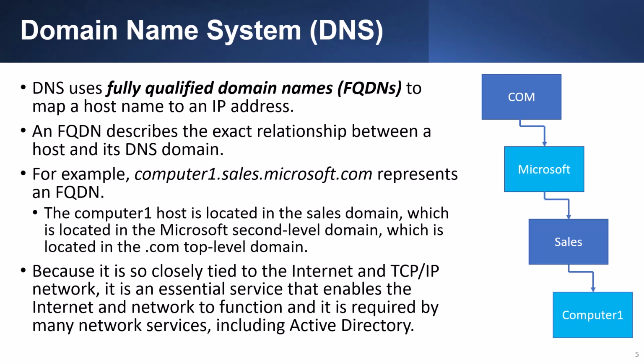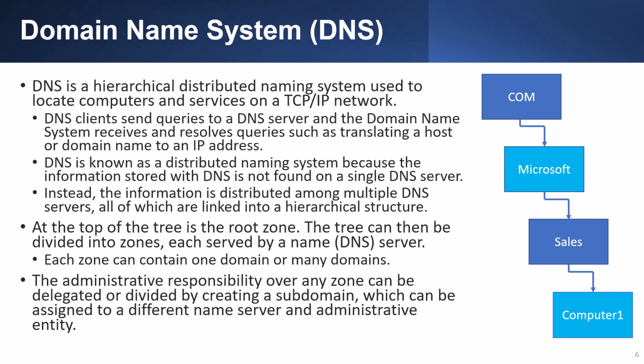Because it's so closely tied to the Internet and TCP/IP networks, it's an essential service that enables the Internet and networks to function, and it is required by many network services, including Active Directory. DNS is a hierarchical distributed naming system used to locate computers and services on a TCP/IP network. DNS clients send queries to a DNS server, and the Domain Name System receives and resolves queries, such as translating a host or domain name to an IP address.